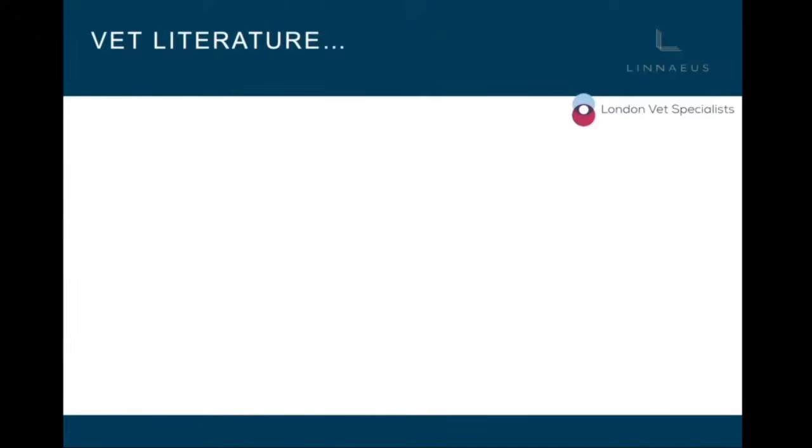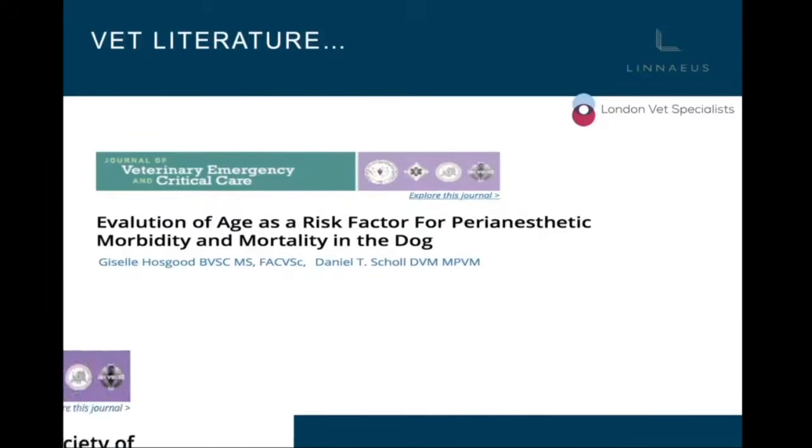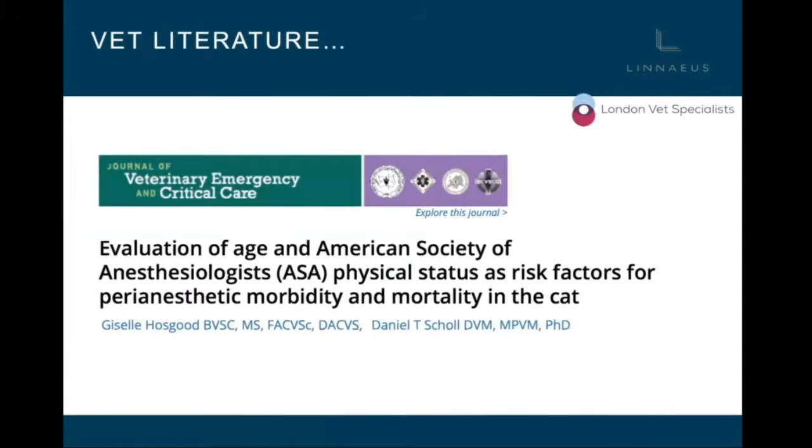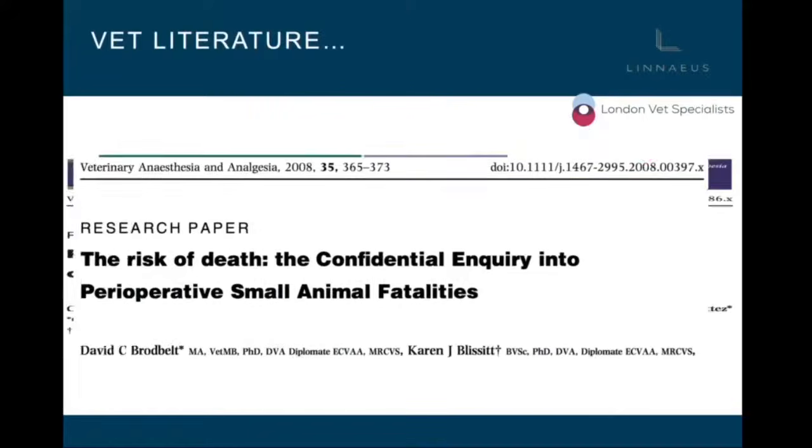Veterinary literature, unfortunately, in many areas is a little bit sparse, certainly when you compare it to human literature, but there have been several studies which have looked at different risk factors for perioperative morbidity and mortality. Probably the biggest one of these was quite a while ago now, 2008, by David Brodbelt and his team. It's the largest study in the veterinary literature, so it's usually the one that we refer to.